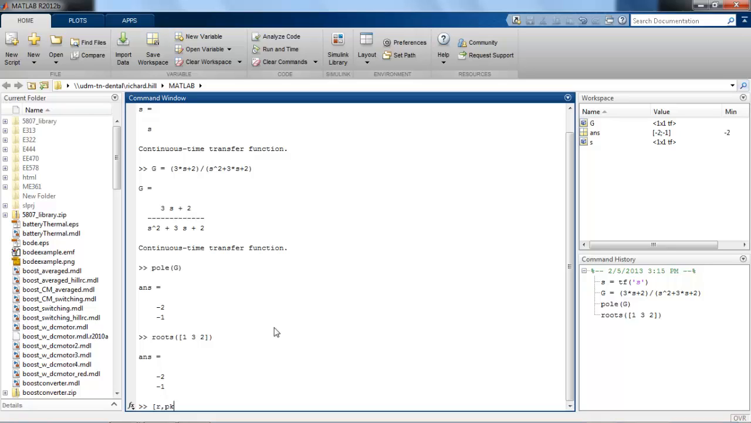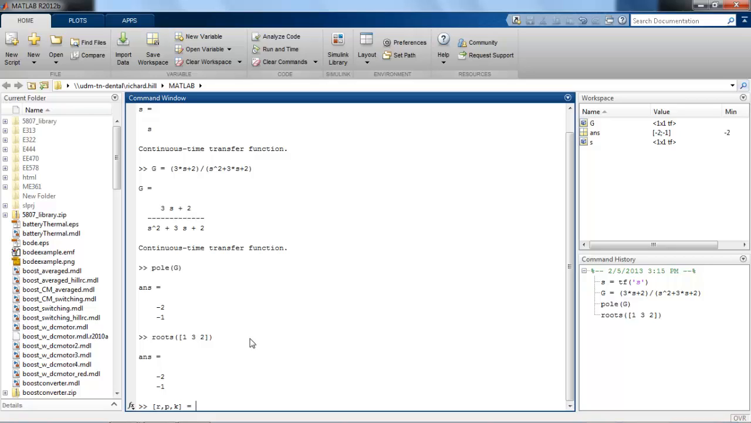What the residue function is going to generate is 3 elements, r, p, and k. So r represents the residues, which are the constants in the numerator. So for our previous example, it will be the a and the b. The p are the poles, and the k is a gain, which in general we won't have to deal with.